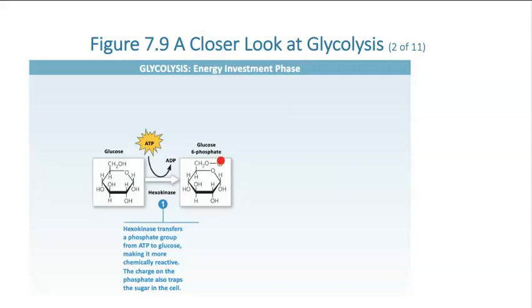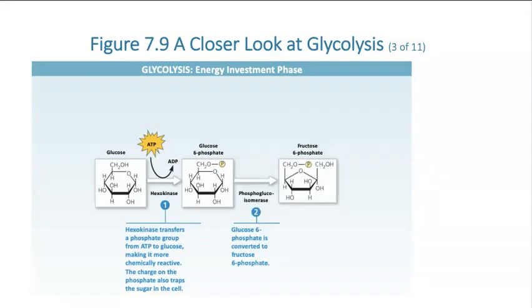This is a little misleading here, but it's okay. We're just not showing all the hydrogens and oxygens there. So hexokinase takes our 6-carbon glucose and adds a phosphate molecule to that to make it glucose 6-phosphate.